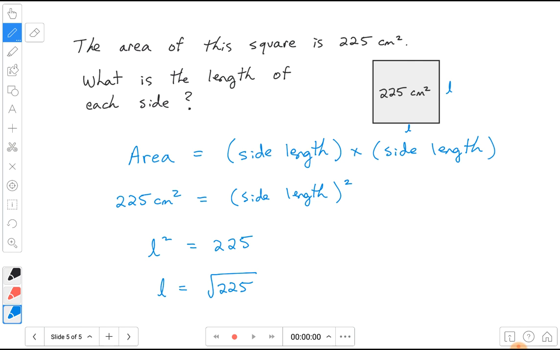So the square root of 225, might have to use our calculator. If we do, we find out that it is 15. So what is the length of each side? Each side, the side length is 15 centimeters.